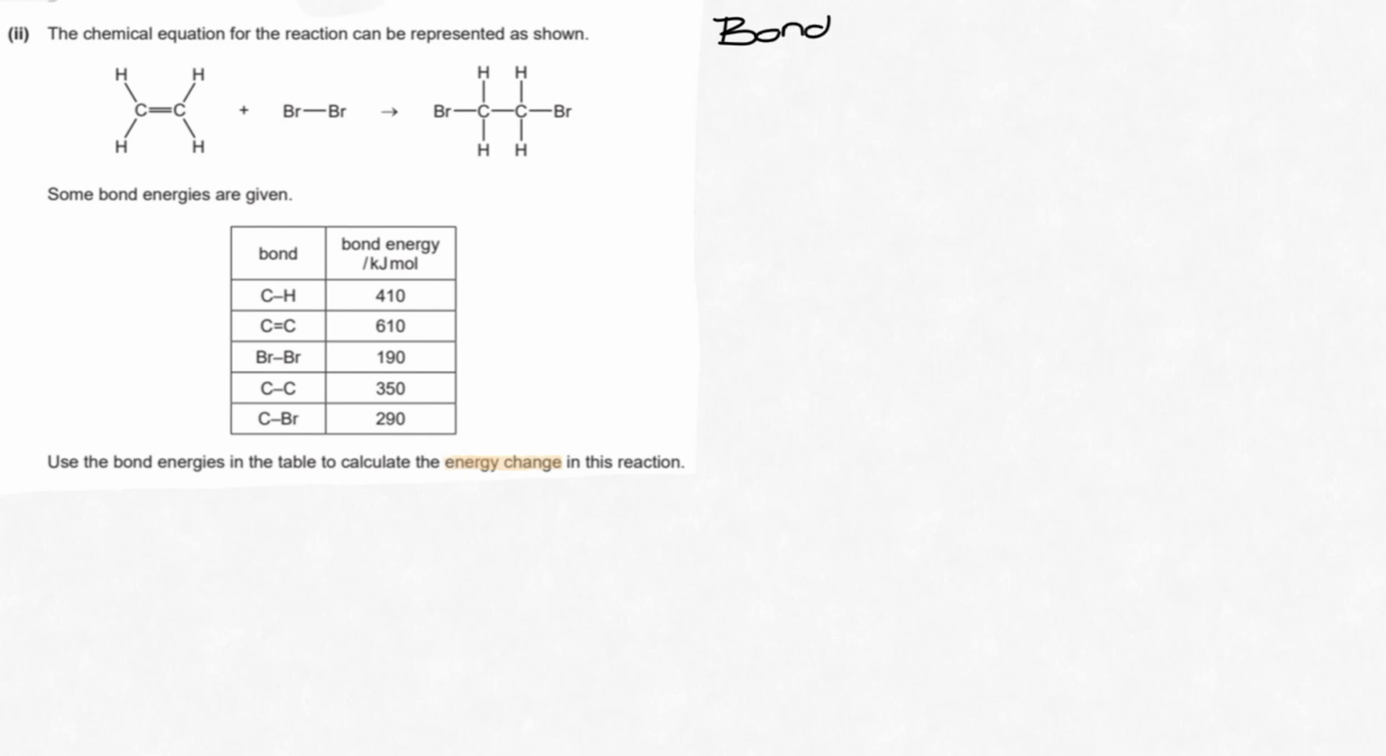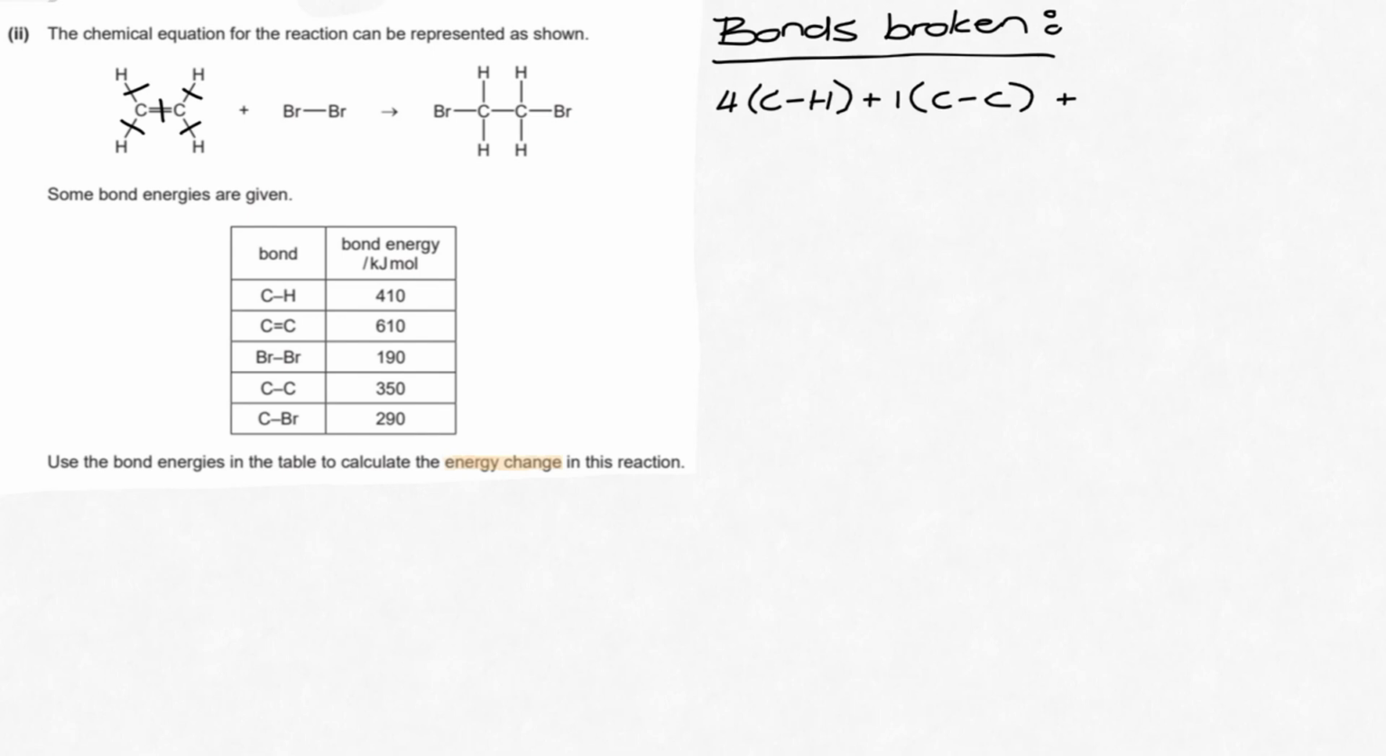So the first thing that we're going to do is calculate the amount of energy needed to break the bonds. So we can see that we need to break 1, 2, 3, 4 carbon-hydrogen bonds. We also need to break a carbon-carbon double bond. And lastly, we need to break a bromine-bromine bond.